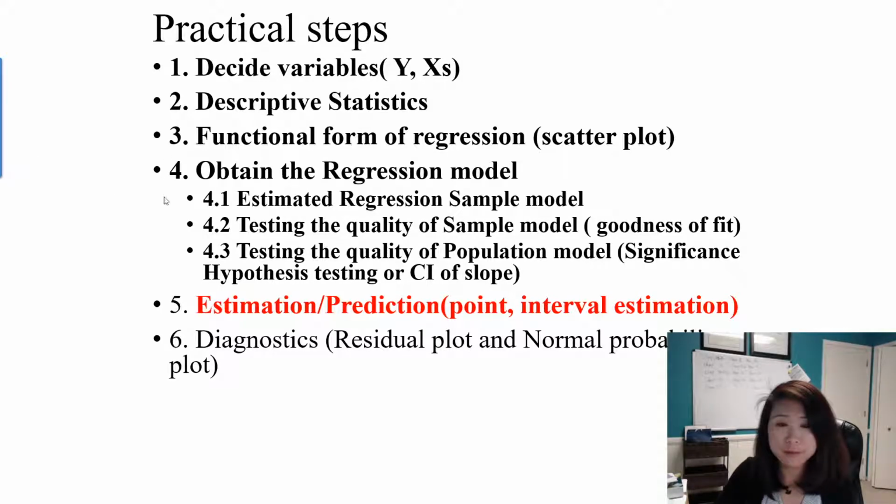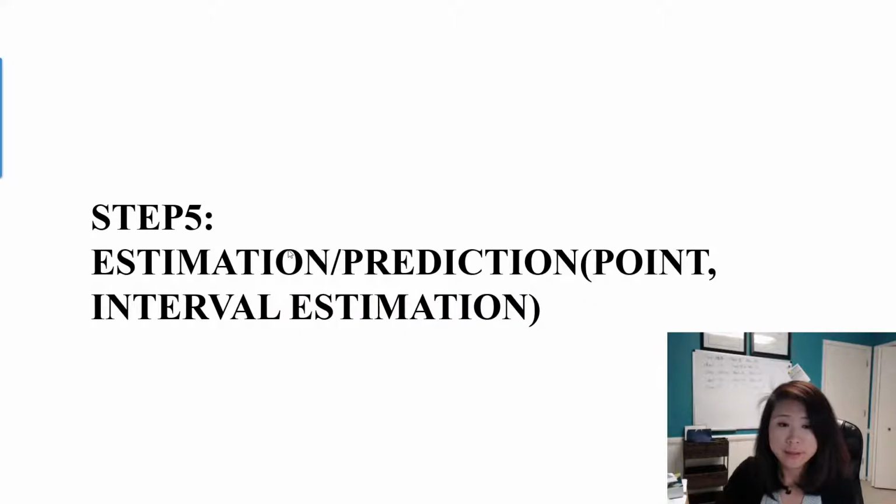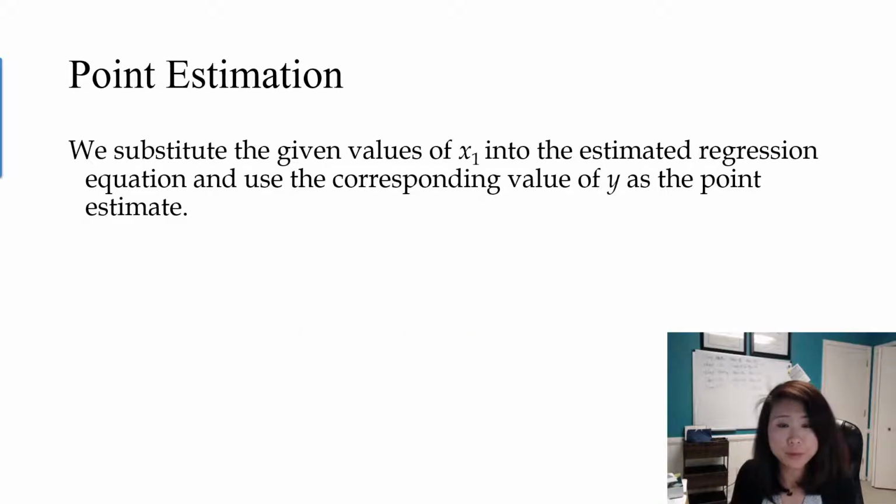As I said, first of all, we're going to look at how to do the point estimation. For the point estimation, what we usually do is substitute the given value of x into the estimated regression equation and use the corresponding value of y as the point estimate. This one is pretty straightforward. Let me demonstrate it using the example we already discussed.